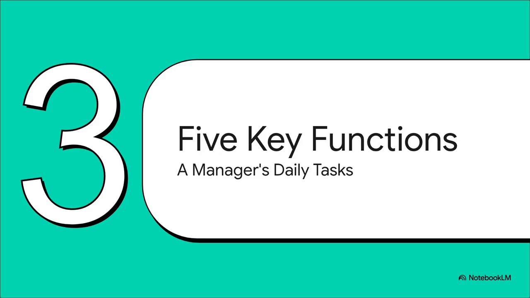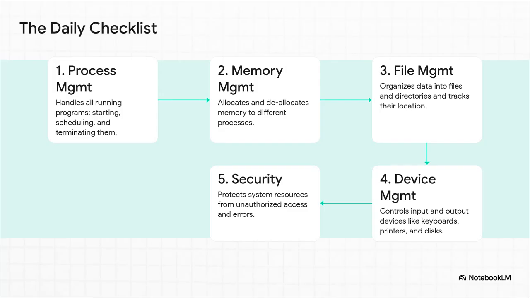All right, we get why we need this manager. But what does it actually do all day? Let's break down its 5 most important responsibilities. Think of this as its daily to-do list. First up, process management. That's the OS acting like a traffic cop, deciding which programs get to run and when. Then there's memory management, which is like a librarian, giving each program the space it needs without letting them scribble in each other's books.